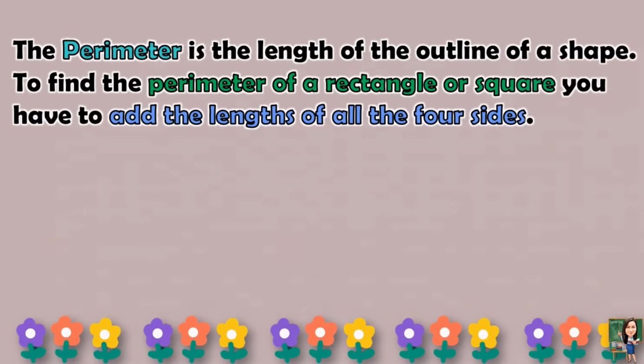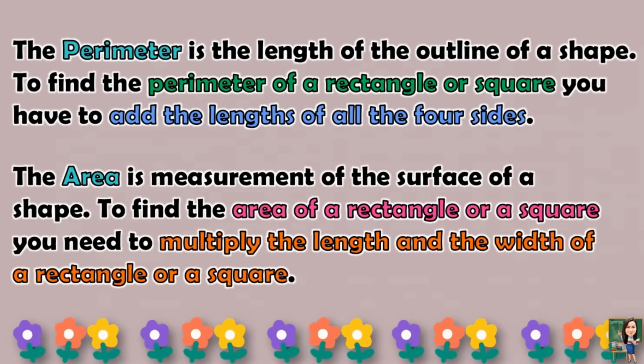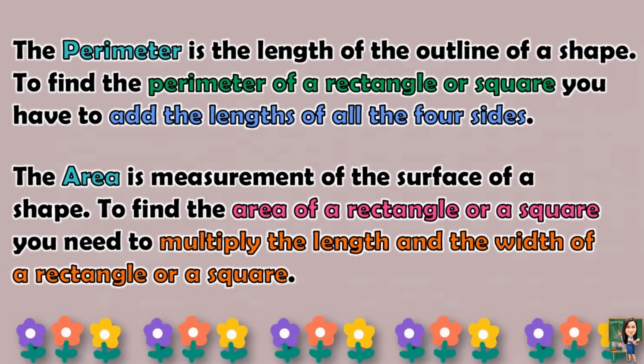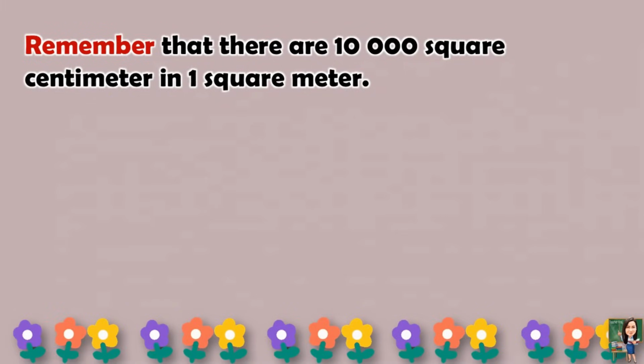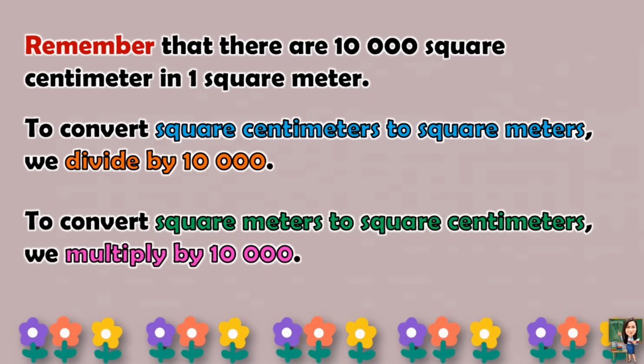Remember, the perimeter is the length of the outline of a shape. To find the perimeter of a rectangle or square, you have to add the lengths of all the 4 sides. The area is the measurement of the surface of a shape. To find the area of a rectangle or a square, you need to multiply the length and the width. Remember that there are 10,000 square centimeters in 1 square meter. To convert square centimeters to square meters, we divide by 10,000. To convert square meters to square centimeters, we multiply by 10,000.